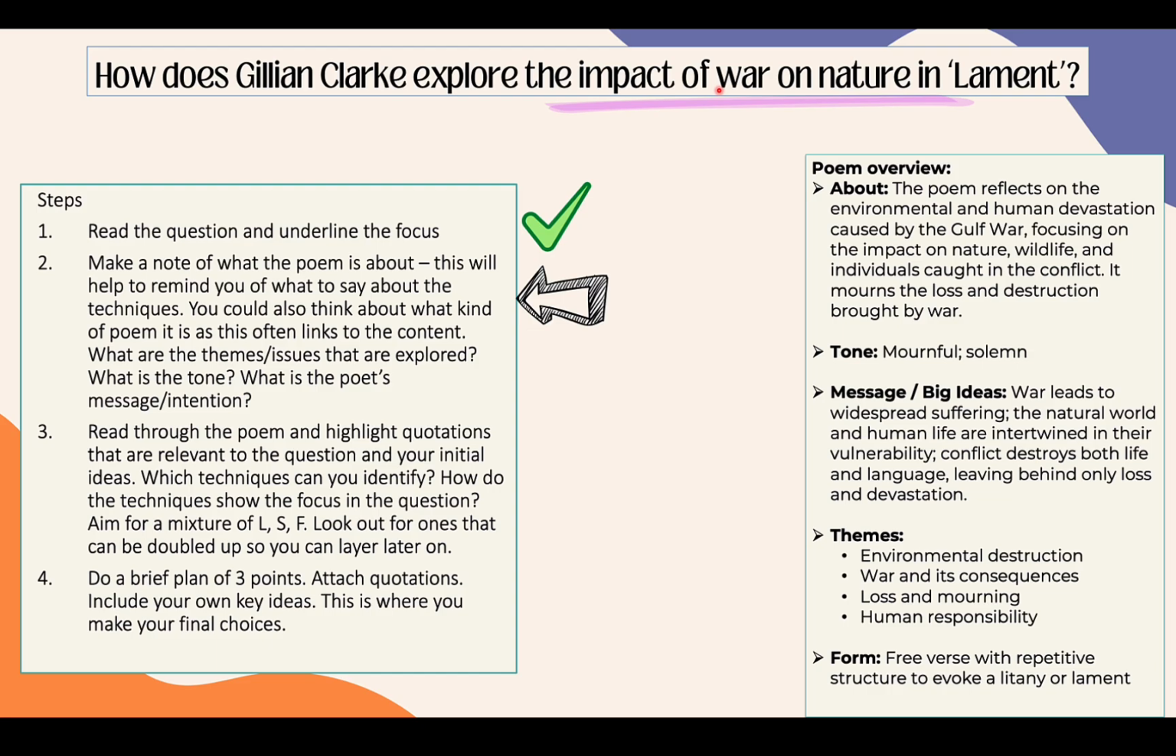So I've gone for what's it about, what's the tone, what are the message and big ideas, what are the themes, and what's the form. So if there's nothing in particular you can say about the form, then don't worry about it. But if there is something specific that you can say, then you might want to weave it into some of your paragraphs. Form can be used as evidence. Obviously, if you want to say it's free verse, you might not be able to quote that, but it is something that you can use as evidence, whether you can quote it or not.